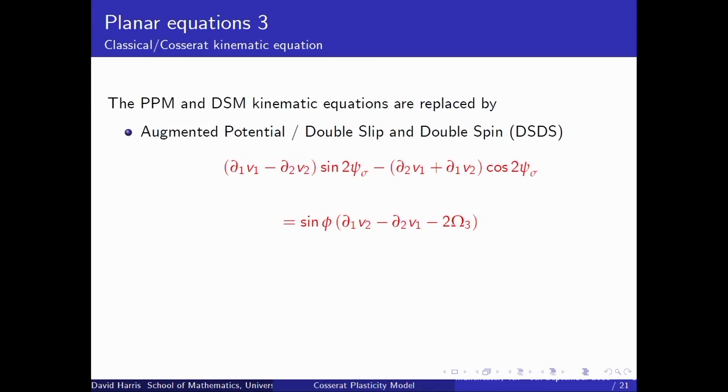Okay, so we have two ill-posed models. The model I'm presenting today, I sometimes call the augmented potential and sometimes the double slip and double spin. Again, you can see that it's very similar to the previous models.